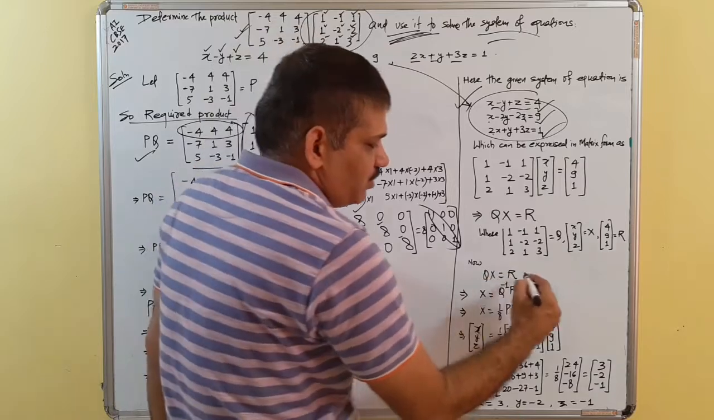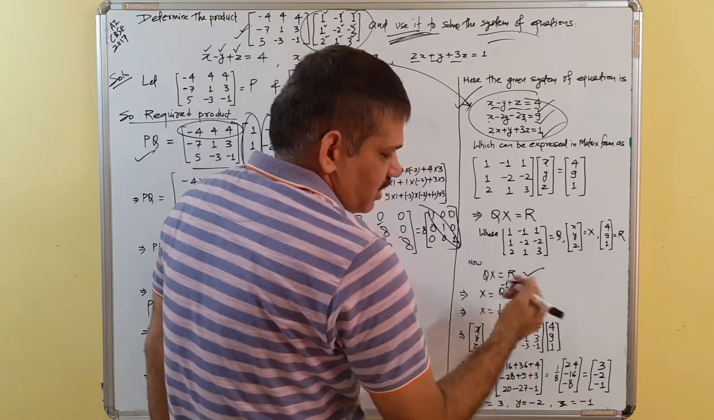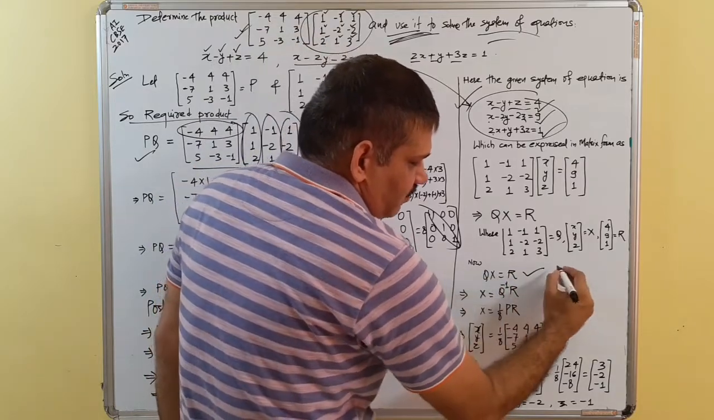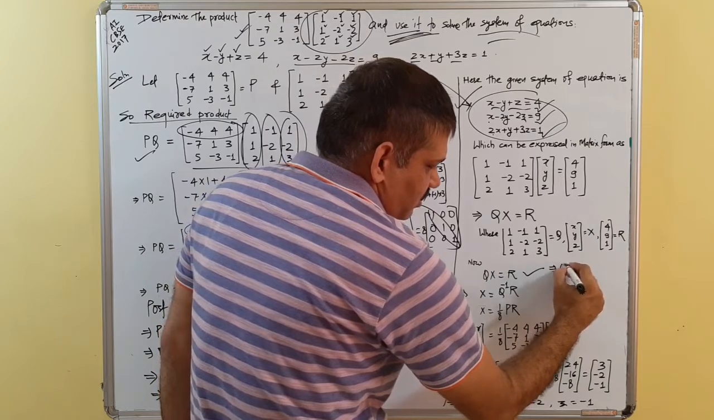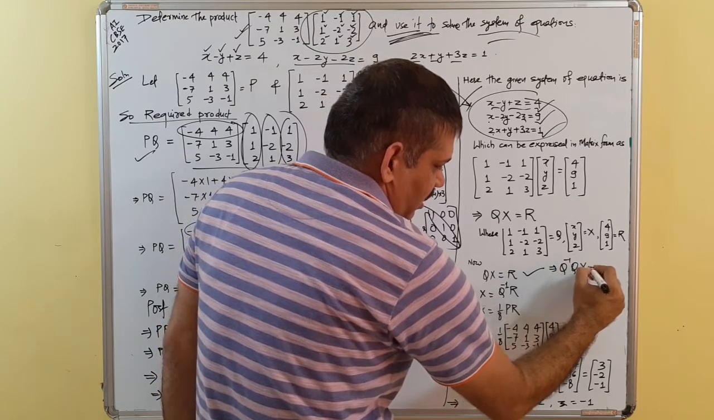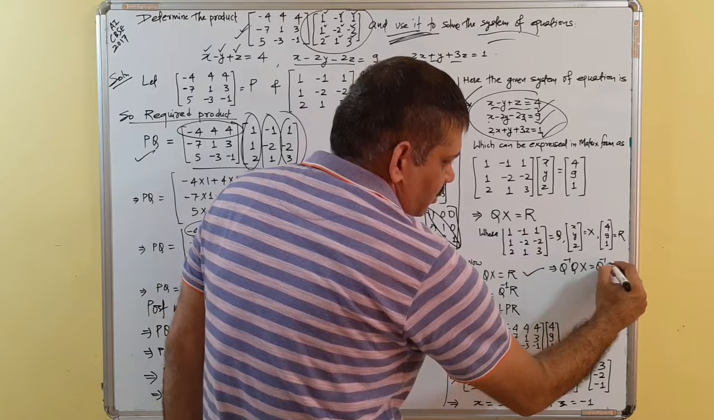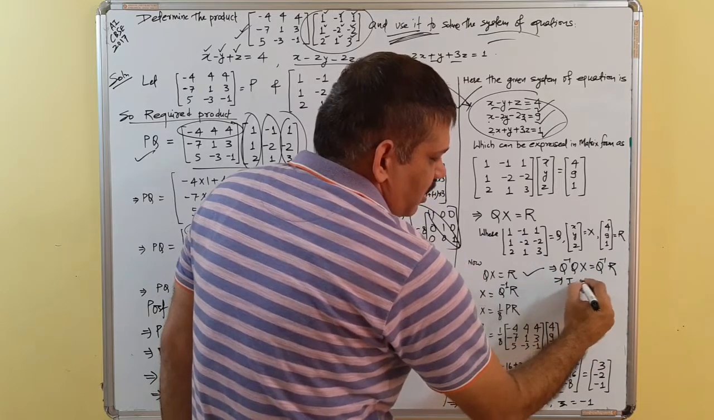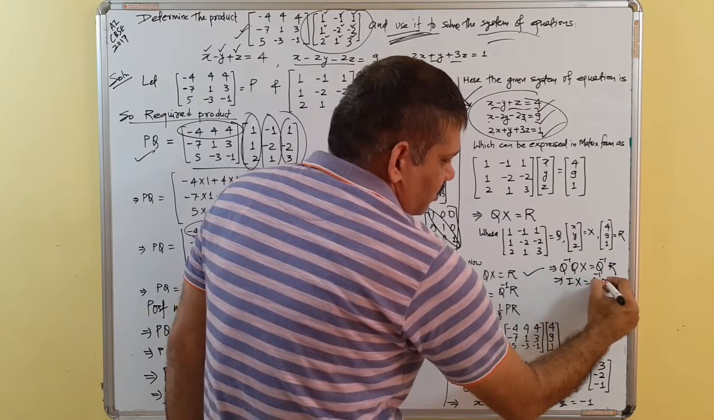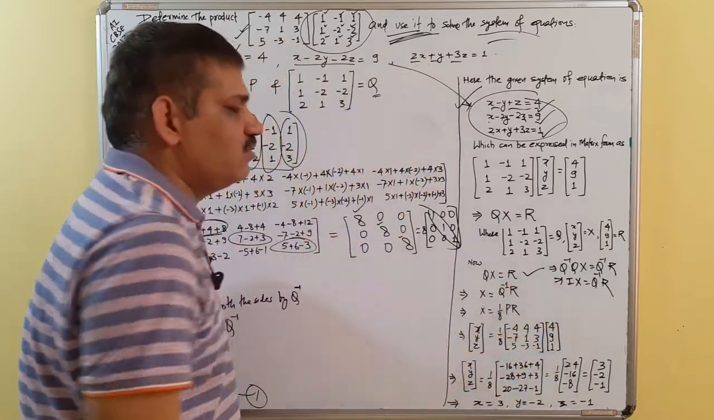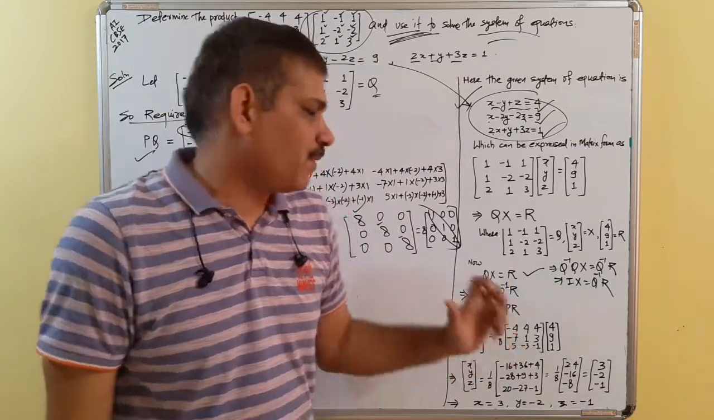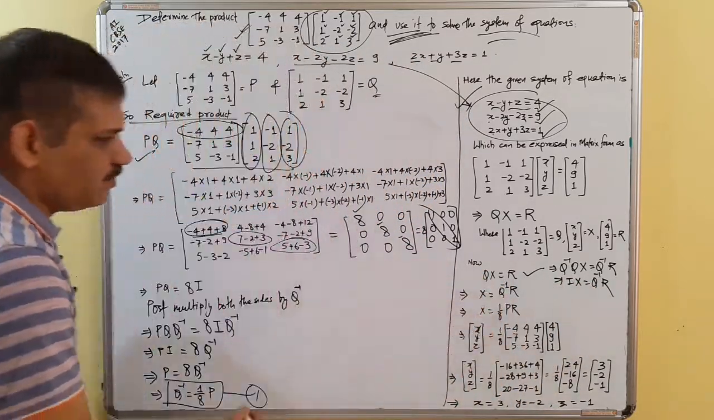So now I have QX is equal to R, which on pre-multiplying both the sides by Q inverse, we get Q inverse QX is equal to Q inverse R. That gives IX is equal to Q inverse R, that is X is equal to Q inverse R. Well, now the Q inverse from equation 1.